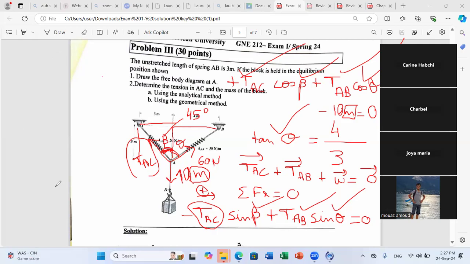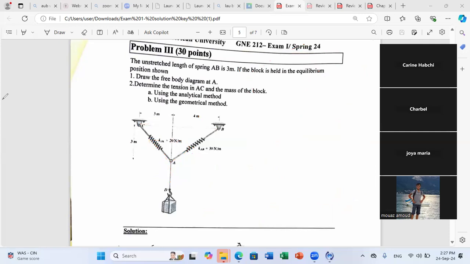Any questions about the first method? Yes, thank you. Okay, let us move to the geometrical method. The geometrical method will start from a vectorial relation. What is the vectorial relation we discussed?